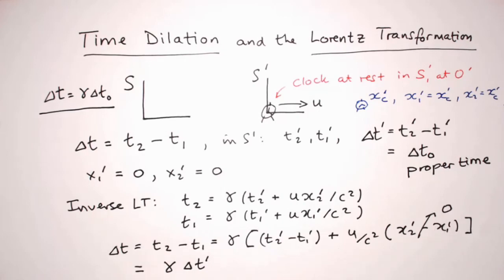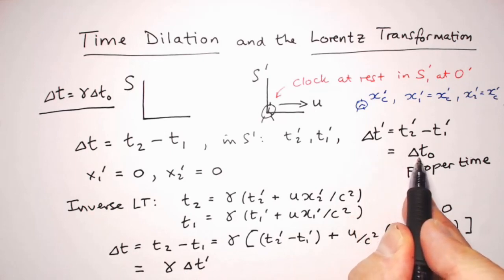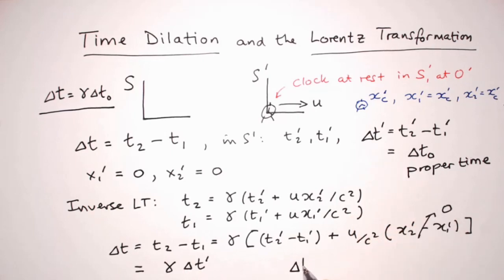So since we have delta t equals gamma delta t prime, and delta t prime is equal to delta t naught, we have delta t equal to gamma delta t naught, which is the time dilation formula.